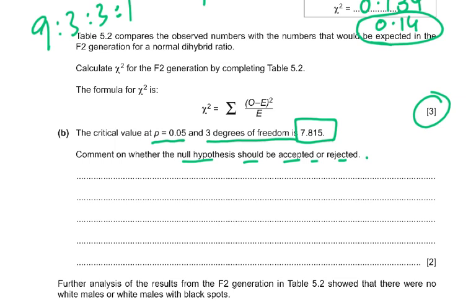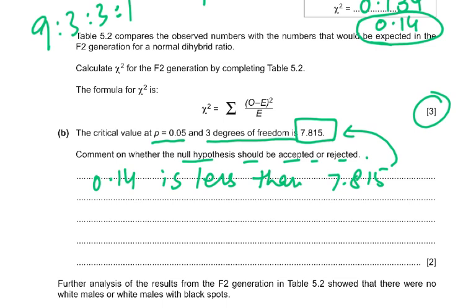That's a favorite way how we write this, and everybody must know that X square value of 0.14 is less than 7.815. So 0.14 is less than 7.815. This is the 7.815 and this is the 0.14. So it is less than the critical value. So the observed numbers are not significantly different.